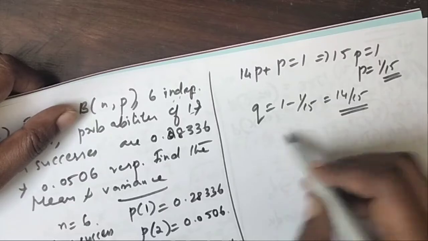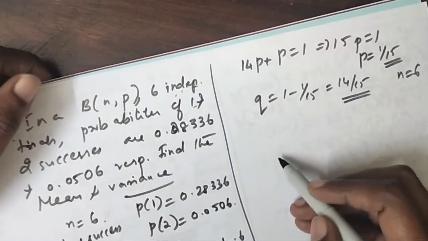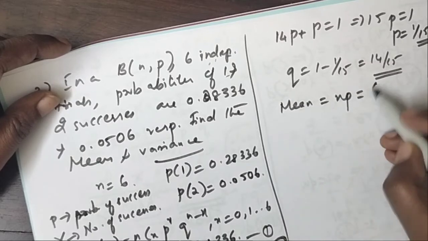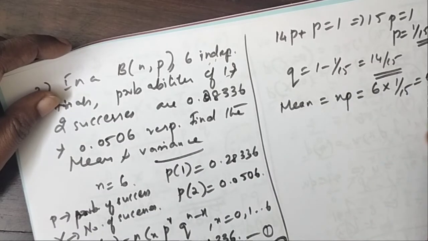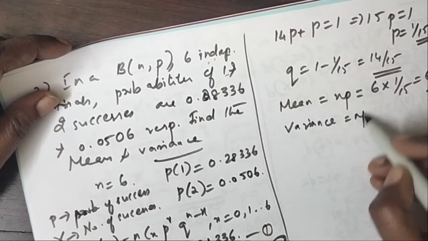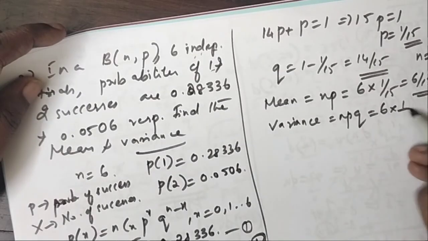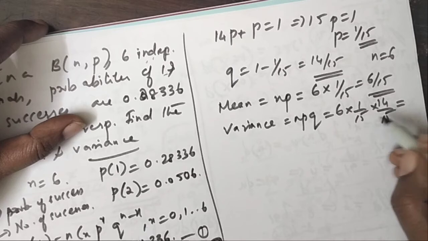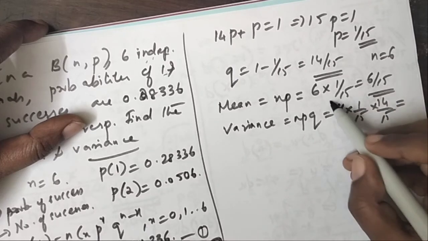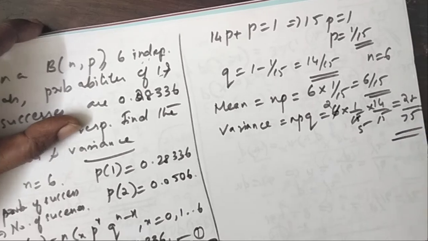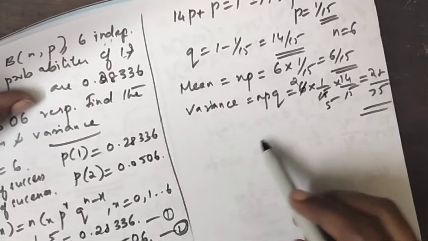Okay. So n is 6. Then what is the question? Find the mean and variance. Mean is np. It is 6 into 1 by 15, that is 6 by 15. And what is the variance? It is npq, or 6 into 1 by 15 into 14 by 15. We can divide it by 3, so we get 28 by 75. So the variance is 28 by 75.